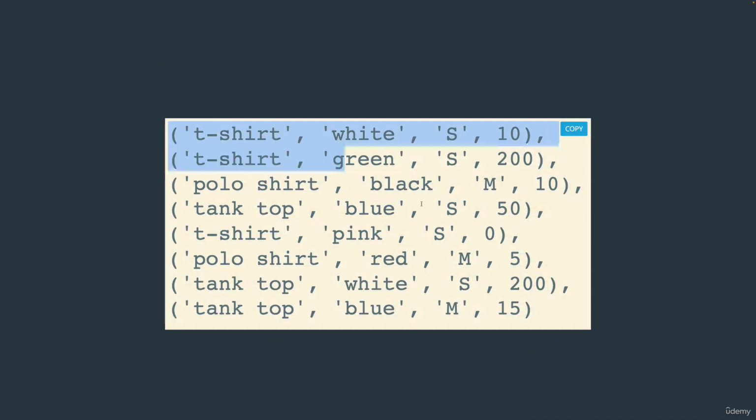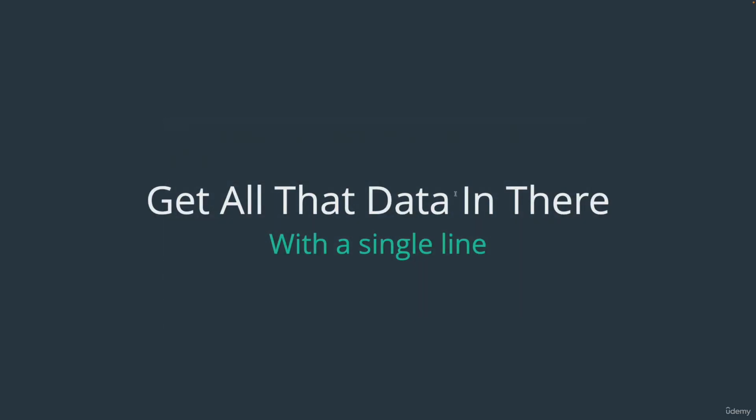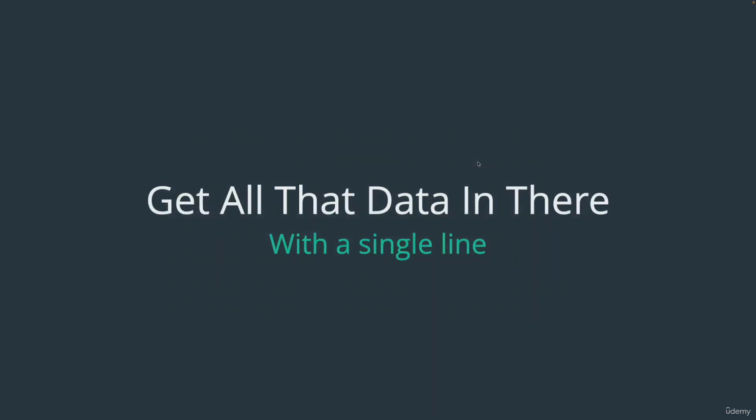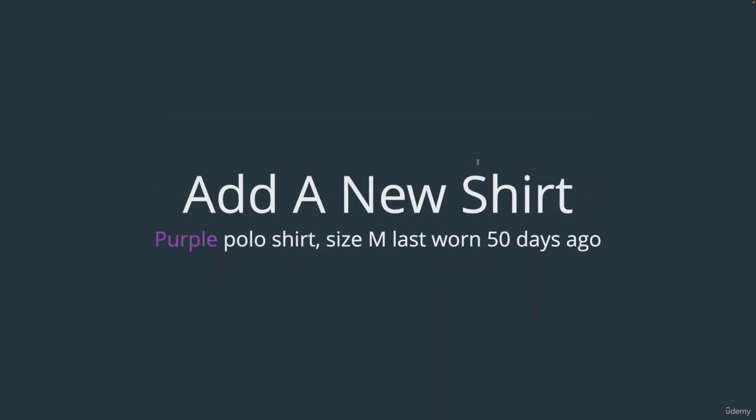And then I'd like you to take this batch of data I've given you, copy it from the slides or from the code following this video, and insert all of these rows in one go. So don't copy this line and do an insert with this and then an insert with this. Just insert all of it. I formatted it for you so that it could work, assuming that you write the correct insert into query. So once you've done that, we have a little bit of data in there. I'd like you to get a little more. Add in a new shirt that is purple. It's a polo shirt, size M or medium, and it was last worn 50 days ago.